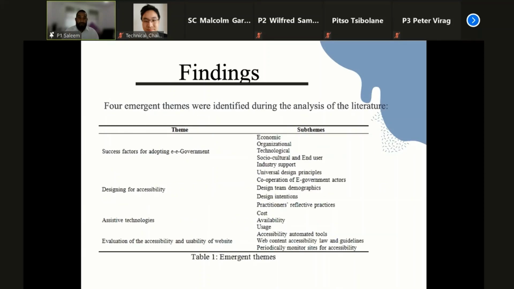Okay, so this screen depicts the previous slide where I discussed the themes. Four emergent themes, shown in Table 1, were identified during the analysis of the literature, and they are success factors for adopting e-government, designing for accessibility, assistive technology, and evaluation of accessibility and usability of websites. And all of these produce the sub-themes that you see on the right-hand side.